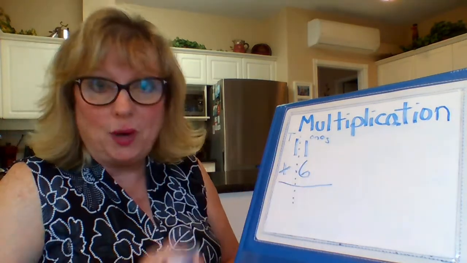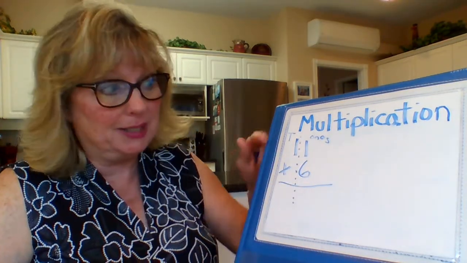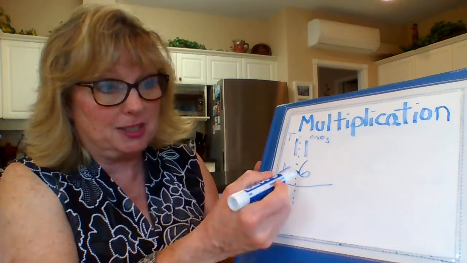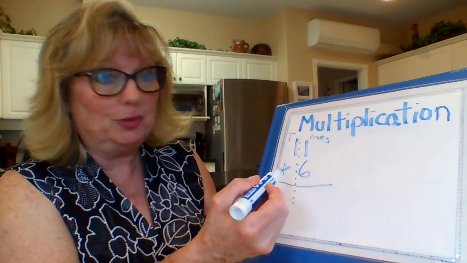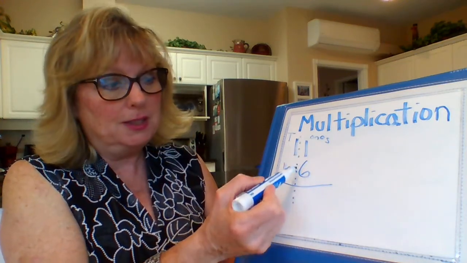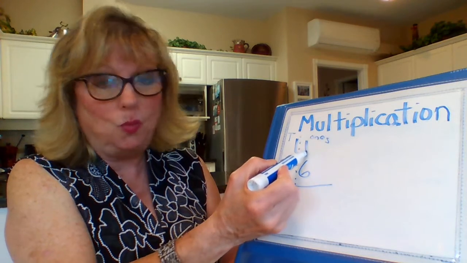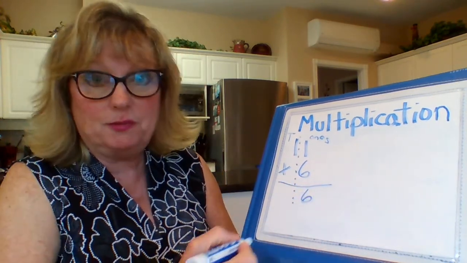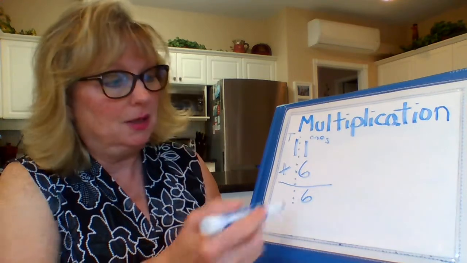So let's start with the ones column. We have to start there because it says 2 digits. We can't just go 11 times 6 because that's what we don't know. So let's break it down, work it through. Starting the ones column, 6 times 1. Right, 6. 6 groups of 1 is 6.